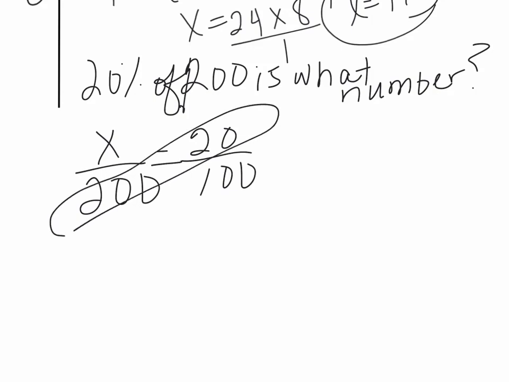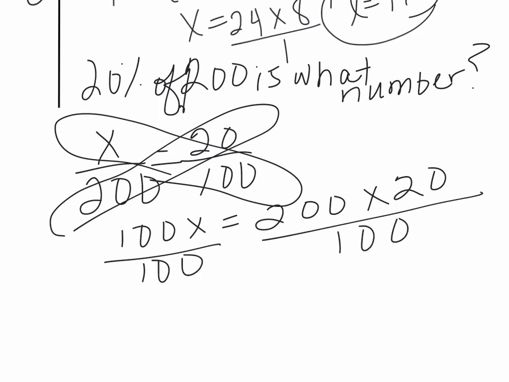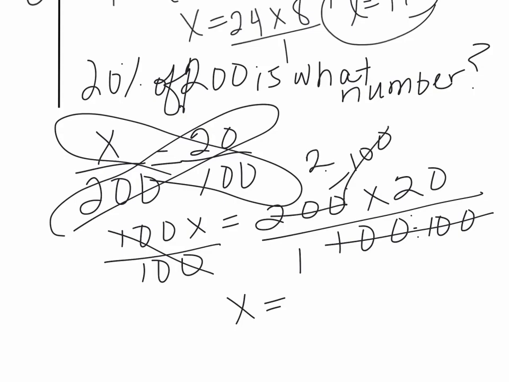Use your cross products. You have 100x equal to 200 times 20. Divide both sides by 100. The hundreds cancel. You're looking for x, your is number. Well, that one was too easy. 100 divided by itself and 200 divided by 100 gives you a 1 on the bottom and a 2 on top. Now all you have to do is multiply 2 times 20. That is correct. 40 is the correct answer. X is equal to 40.